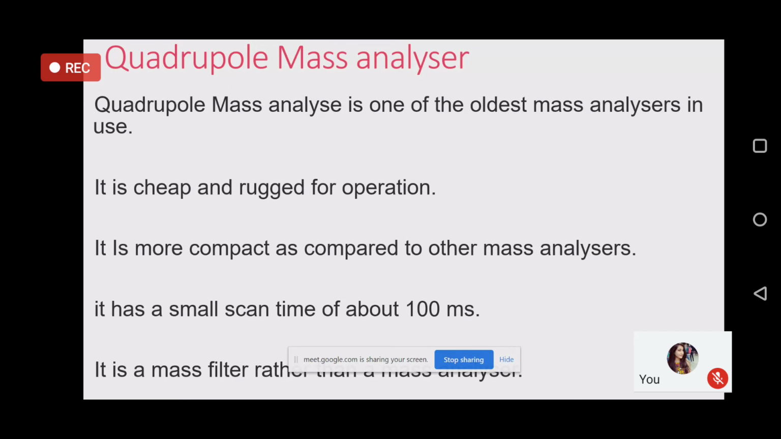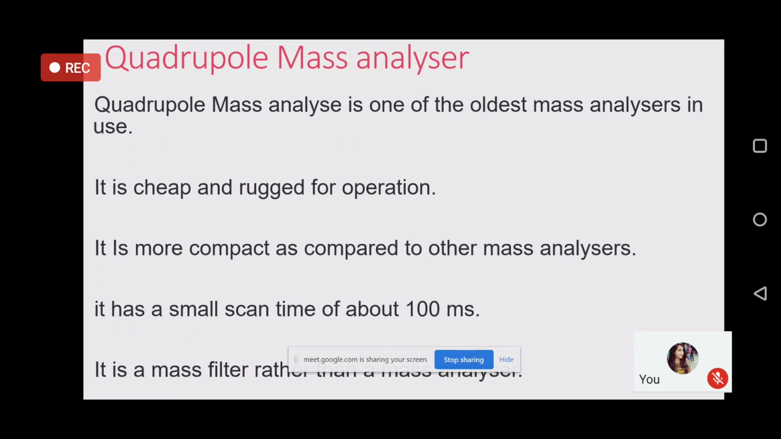Same way, in a quadrupole mass analyzer, what comes out to the detector is obviously one particular M by Z value, and therefore all other M by Z values cannot be reached. So it acts as a filter. It picks up that M by Z value which is reaching the detector. All other M by Z values are lost after deflecting from the path.